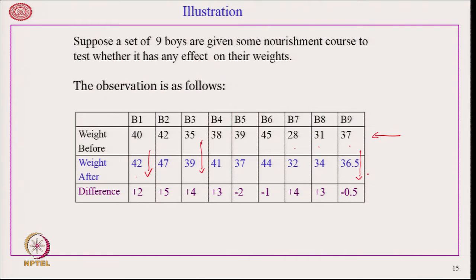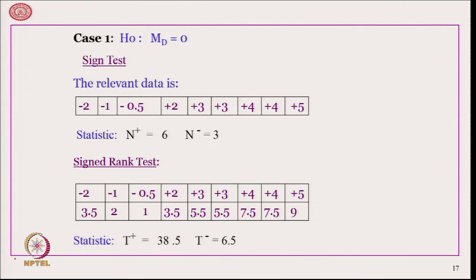So, we are looking at yi minus xi, that is the gain after the nourishment course. We find that the differences are plus 2, plus 5, plus 4, plus 3, minus 2, minus 1, plus 4, plus 3 and minus 0.5. Therefore, our focus of attention is now this vector when we put them in sorted order of magnitude: minus 2, minus 1, minus 0.5, these are the negative gains, and plus 2, plus 3, plus 3, plus 4, etc. These are the positive gains.